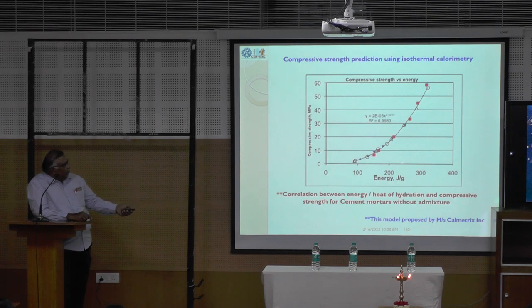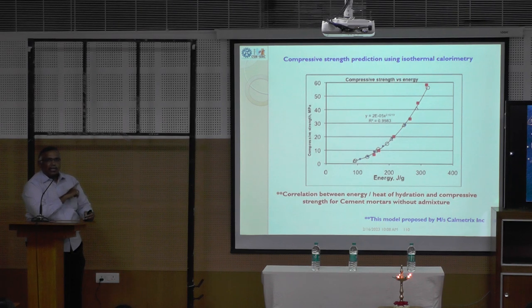If at all you get this much energy, 300 mm, the strength you will automatically come to know from this model. So you don't even need to cast. Just by doing the heat of hydration, you see how much energy you are getting out of it by this model. But you have to work for this model, do a lot of trial and error, and get out how much energy is coming.